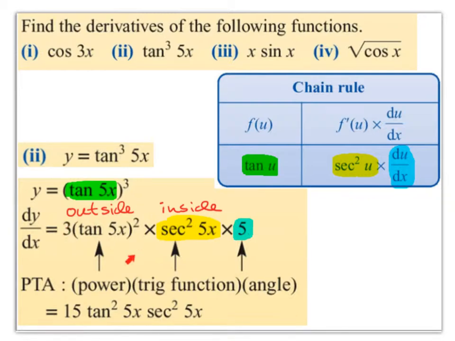3 multiplied by 5 is 15. Then tan 5x squared is tan squared 5x. And we just bring down the sec squared 5x and it's all stuck together.